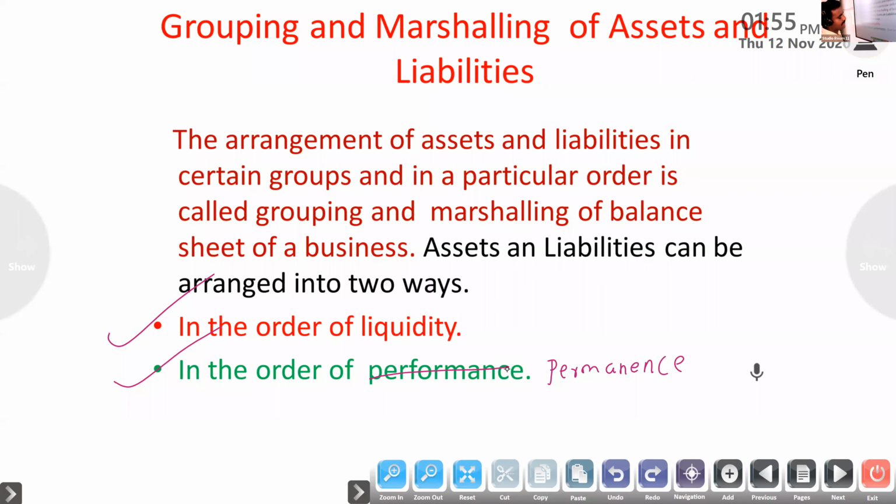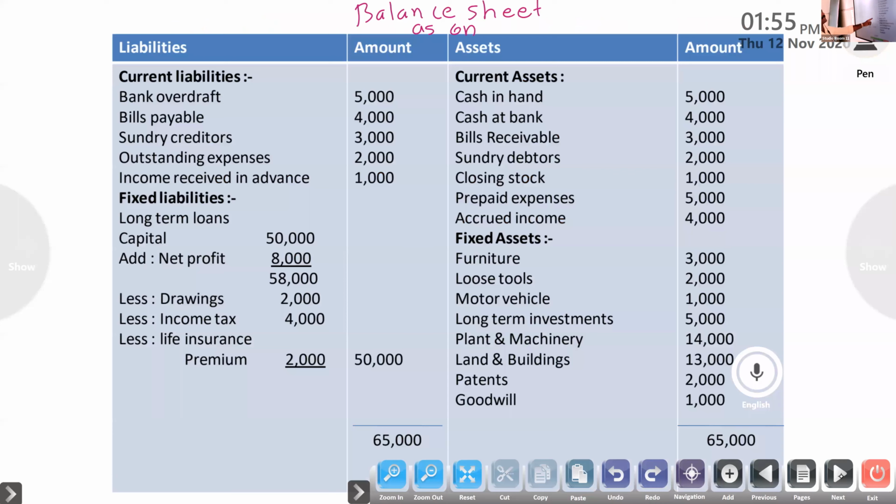The assets which can easily convert into cash. So this format is in the order of liquidity. So the assets which can be easily converted into cash are written first, followed by the assets which cannot be easily converted into cash. Same way, the liabilities which are payable within a year are written first, followed by the liabilities which are payable after a long period.